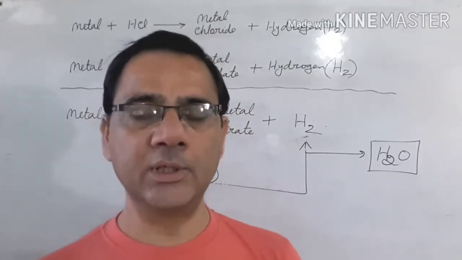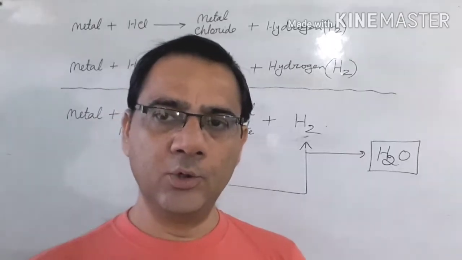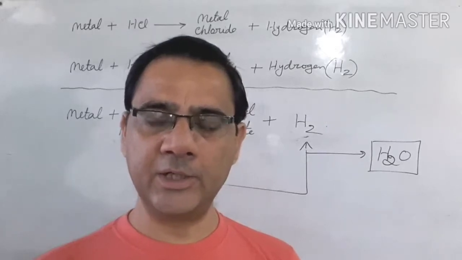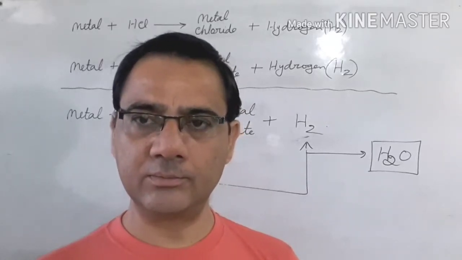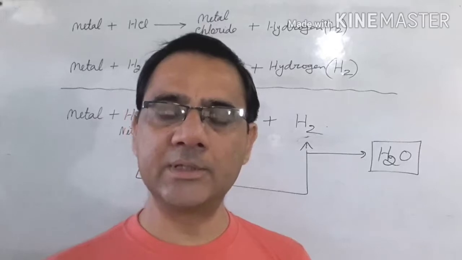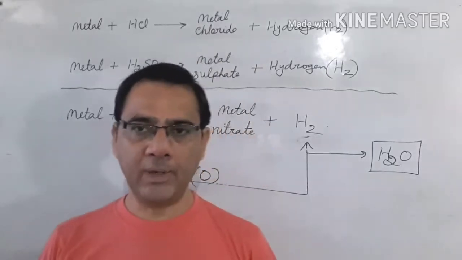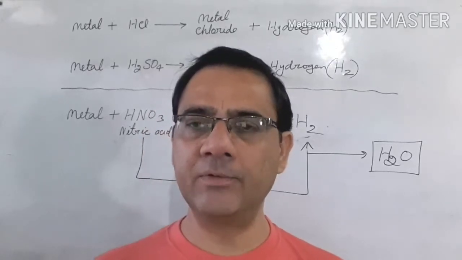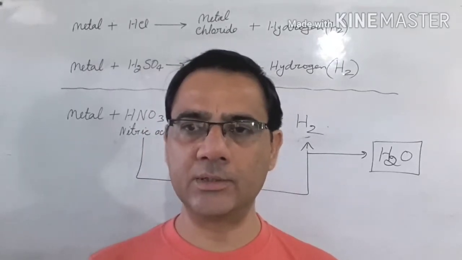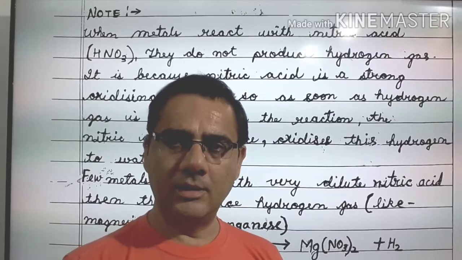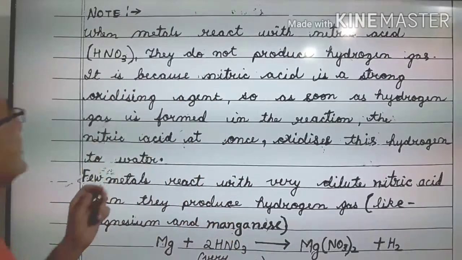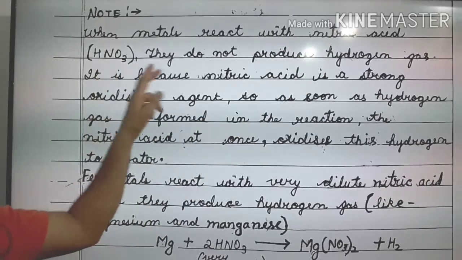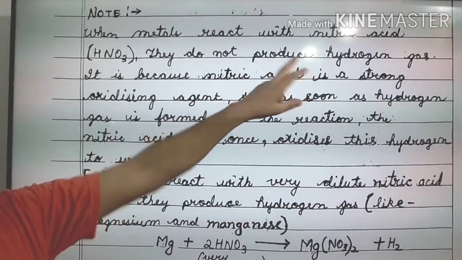Now there is another question: does any element react with nitric acid and produce hydrogen? Some elements are there, like magnesium and manganese. In very dilute nitric acid, when they react, they may produce hydrogen gas. So see the language of this topic. When metals react with nitric acid, HNO3, they do not produce hydrogen gas.